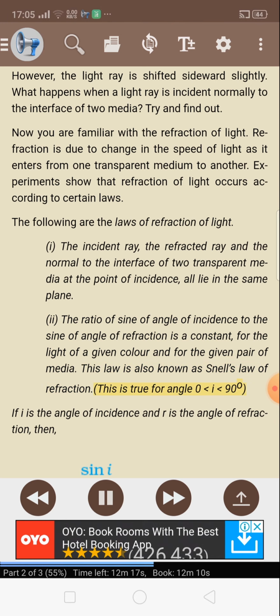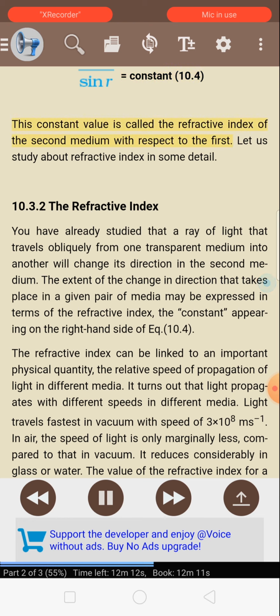This is true for angle 0 < i < 90°. If i is the angle of incidence and r is the angle of refraction, then sin i / sin r equals constant (10.4). This constant value is called the refractive index of the second medium with respect to the first. Let us study about refractive index in some detail.